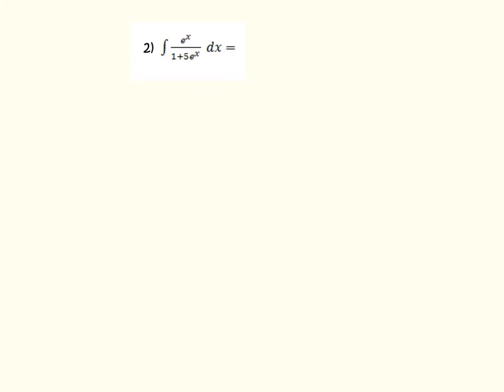Second exercise. For this one, I'm going to give you a tip. Whenever you have a quotient, it's a good idea to make u the denominator, because in most cases you're going to obtain its differential in the numerator. So check this out. If I make u equals 1 plus 5 e to the x, its differential will be 5 e to the x times differential of x. We don't have 5 times dx here, but that's not a problem. You have done this.